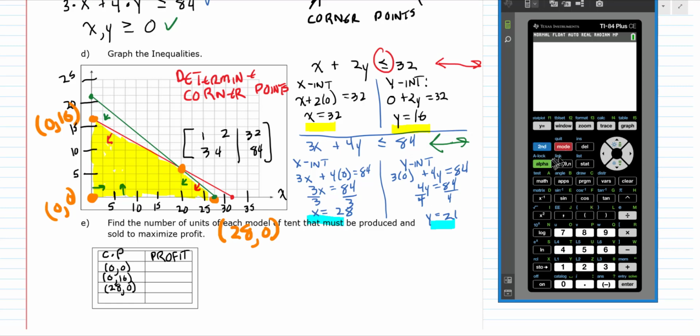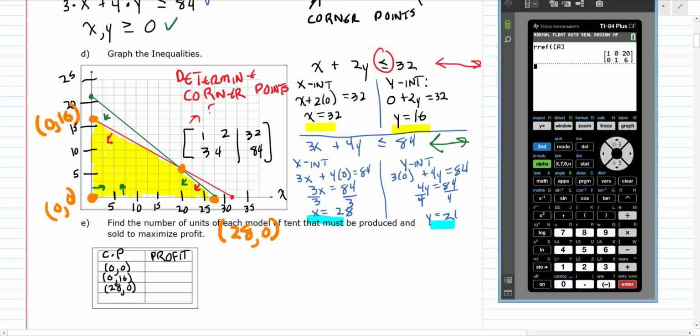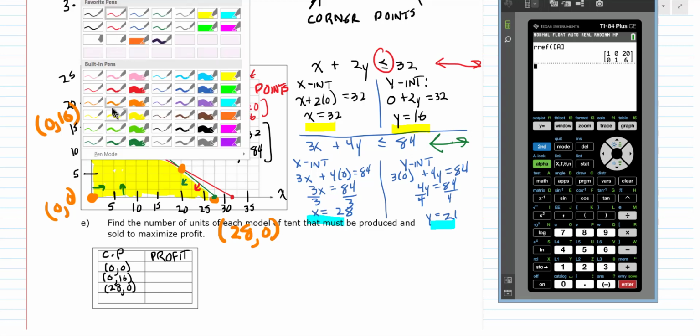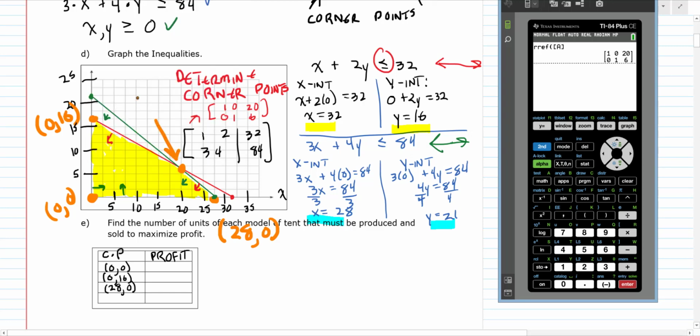Okay, like that. And then go to a clear screen. You can go quit, back to matrix, and then go to math, and then search for the reduced row echelon form, which is here. Type enter, go back to matrix, highlight A and put that in, and then that will do that for you. So what that gives you then is 1, 0, 20, 0, 1, 6, which means this corner point right there is going to be the point (20, 6), which looks like a pretty good value then.